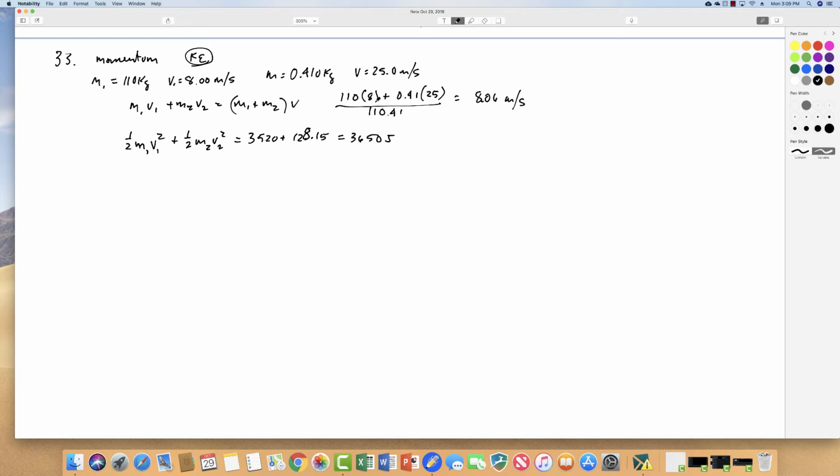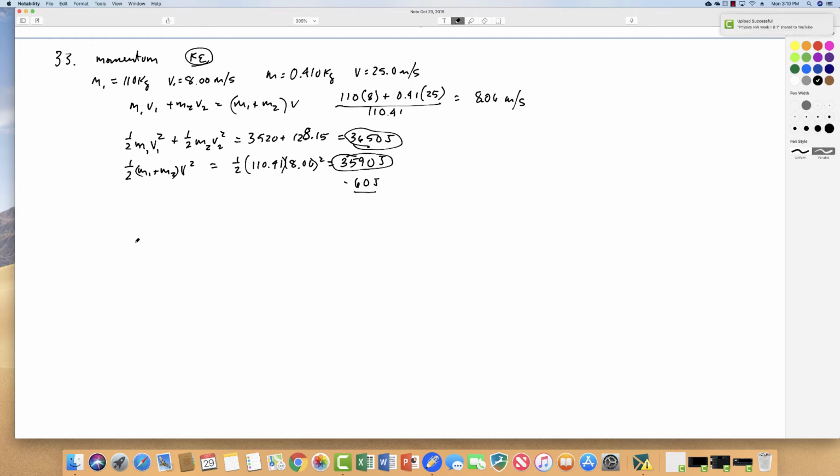Now, after he catches the ball, it's going to be 1/2 times m1 plus m2 times this new velocity squared. So that's going to be 1/2 times 110.41 times 8.06 squared. And the new kinetic energy is now 3590. And if you subtract these two, you see that we've lost 60 joules of energy. You started with this amount of energy, and then the final you use this, so the difference is 60 joules of energy.